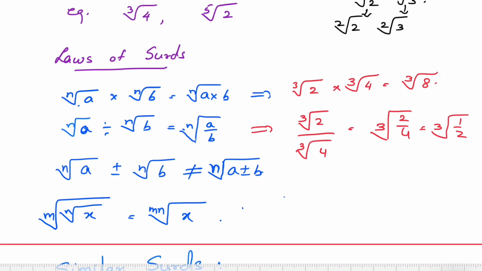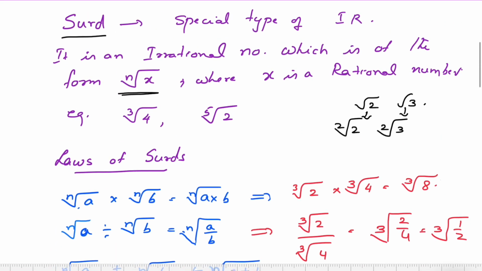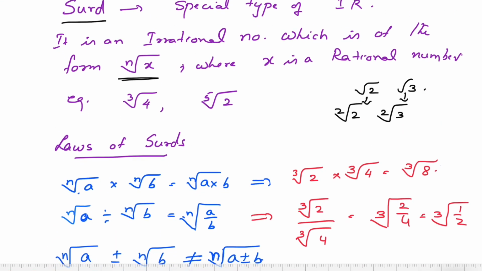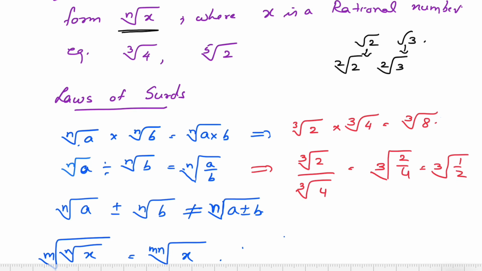Now the laws of surds are similar to the laws of exponents that you have done. You know nth root of x is actually x to the power of 1 by n. You can note this down also: nth root of x is equal to x to the power of 1 by n.